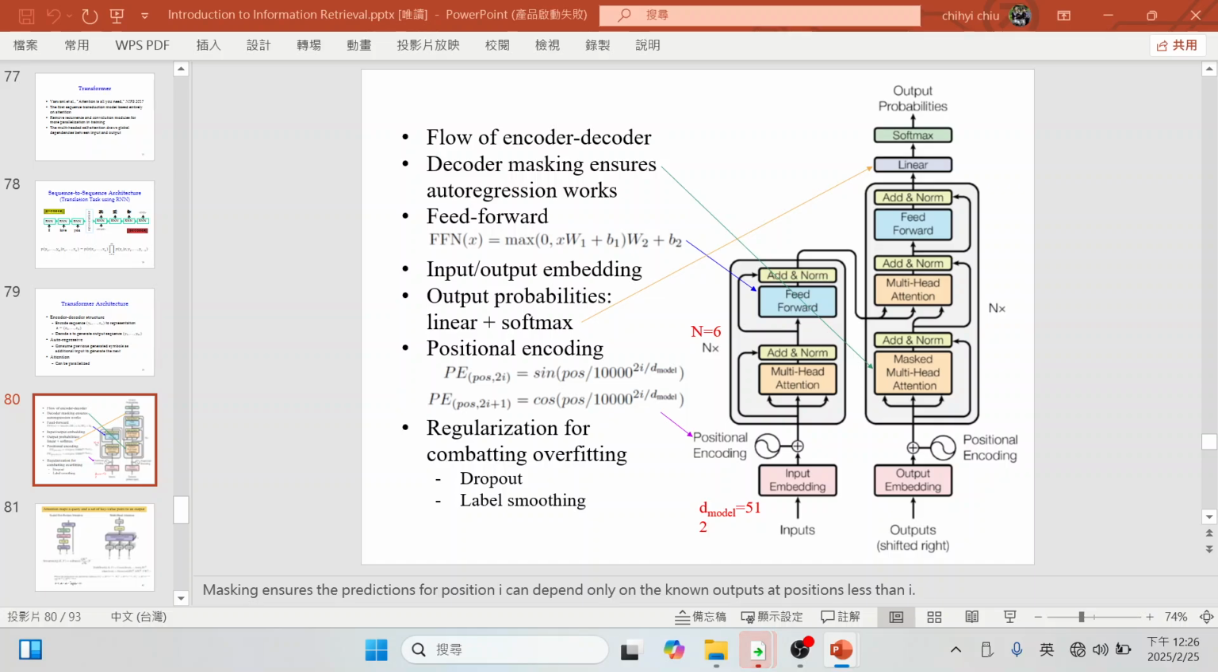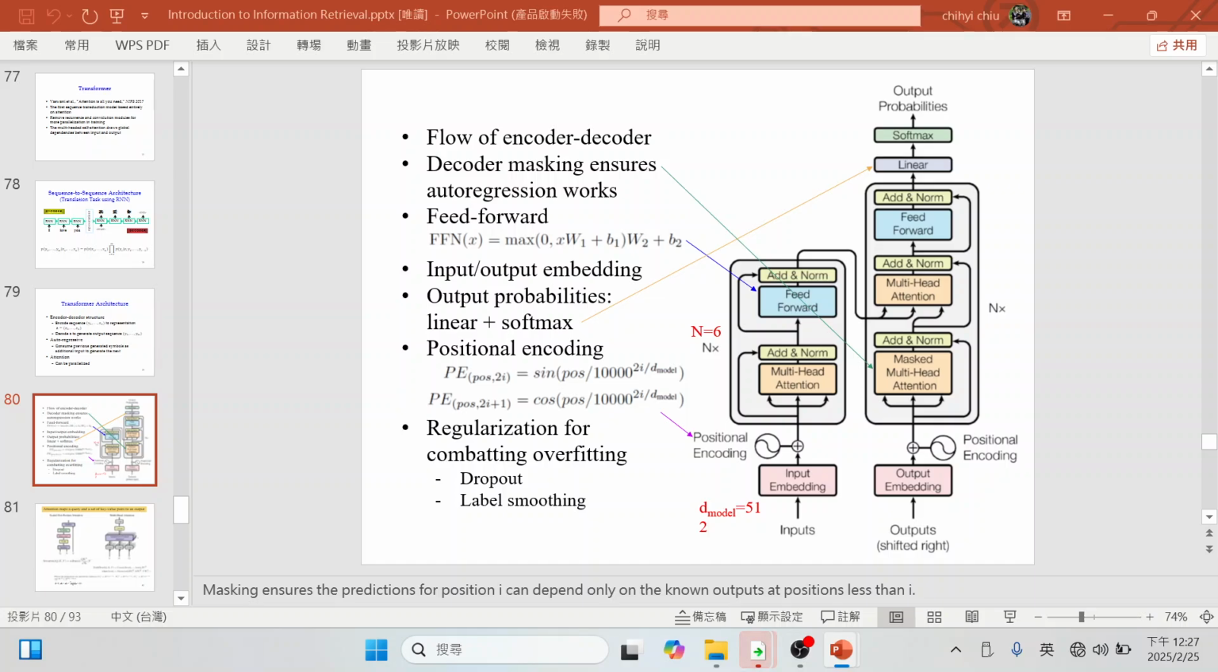And then we just repeat it several times. You see here is N. N means we repeat the block several times, and in the paper they say N is 6. After repeating, finally you output the probability to predict the next token. Then I choose the highest probability, we can calculate the loss, and continue to calculate the next output. So that's the general flow of the encoder-decoder. Any problems?